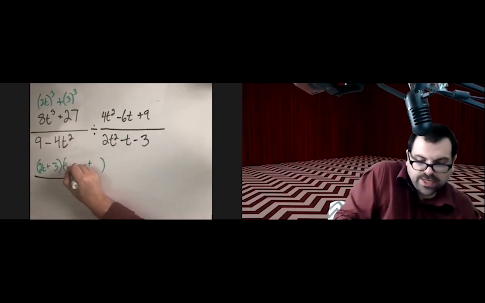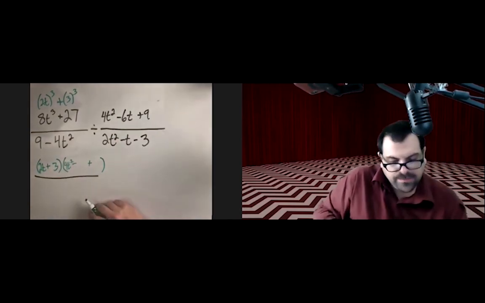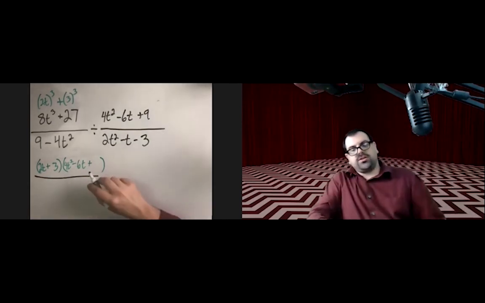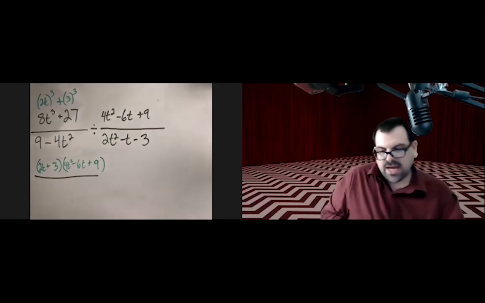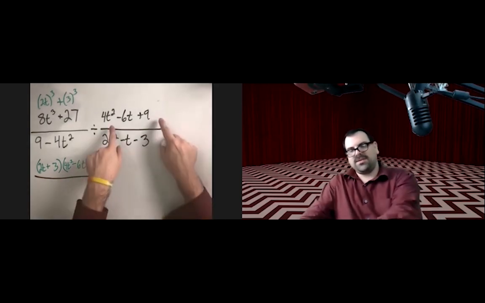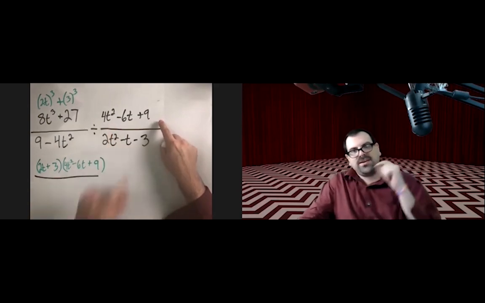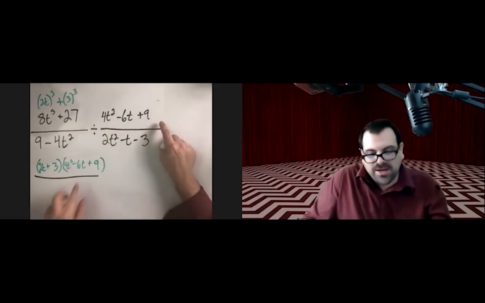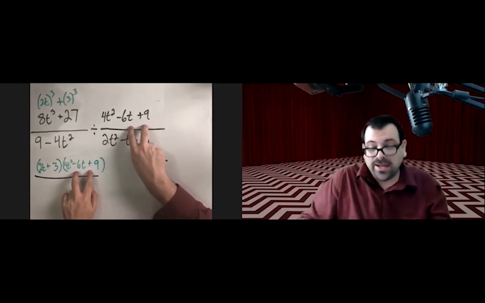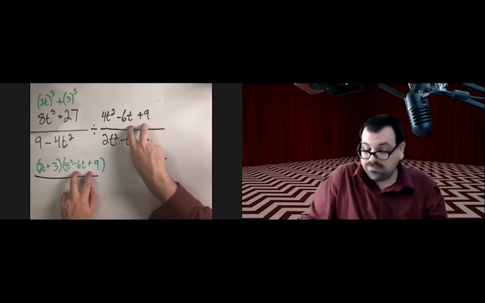The 2t squared gives us 4t squared. Multiplying them together gives us 6t. Squaring the 3 gives us 9. See that? That leftover piece of the sum or difference of cubes that never factors. It's the exact same as what we have here. Hopefully that makes you feel better about leaving it like this. Maybe by the end it'll cancel away and we won't have to worry about it at all.